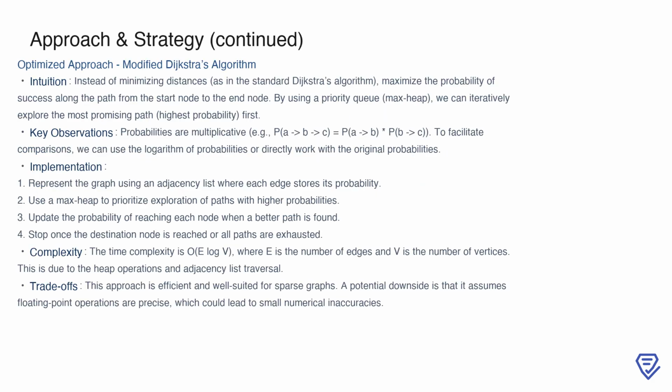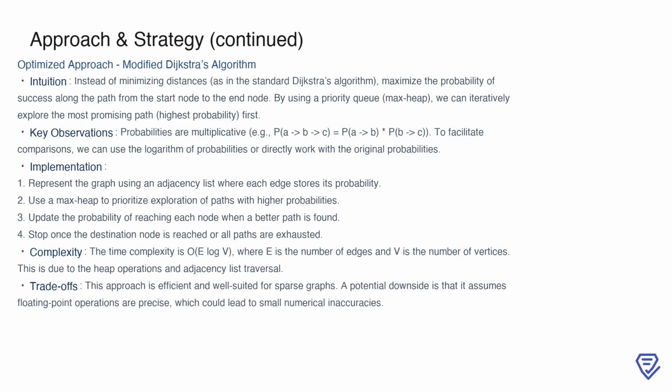To address the inefficiencies of the brute force approach, we turn to a modified version of Dijkstra's algorithm. The key idea here is to maximize the probability of success along the path, rather than minimizing distance as in the standard version. By leveraging a max heap, we can prioritize paths with the highest probabilities during exploration. In this method, we represent the graph as an adjacency list, where each edge stores its associated probability.